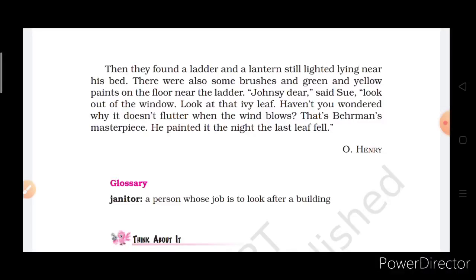Then Shoo and Johnsy find a ladder and a lantern lighted lying near his bed. They also see some brushes, green and yellow paints on the floor near the ladder. Shoo tells Johnsy, "Dear, look out of the window. Look at the ivy leaf. Haven't you wondered why the leaf is not moving? Because the last leaf fell down. The Beggarman painted the last leaf. This is his masterpiece." That's all.